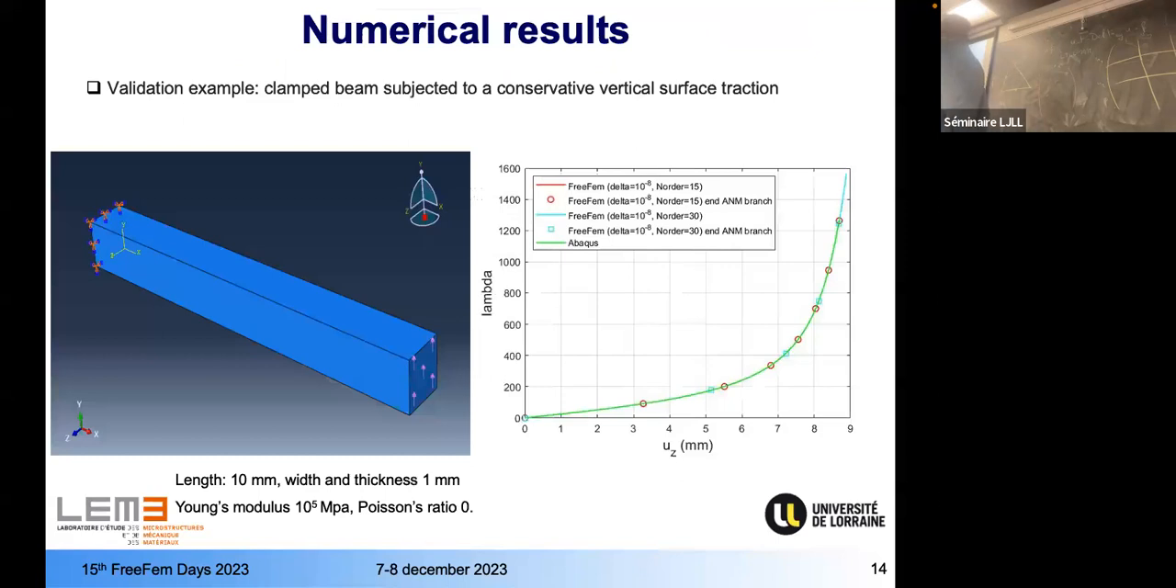What we've done in Python for the asymptotic numerical method and the Finite Element Method. So here you have a cantilever. You put the vertical surface force here. Here the left part is blocked. We compare with Abaqus software, and here I did several tests with different orders, and you see it is very good, very close.